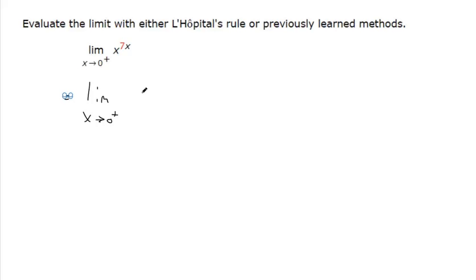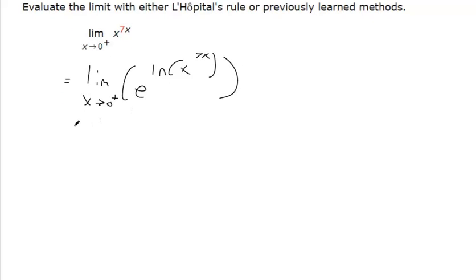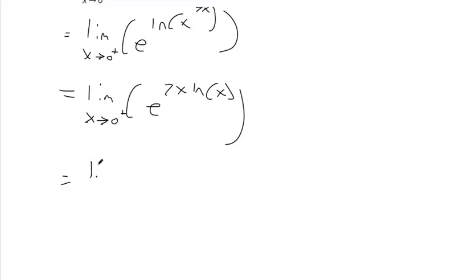And so let's help get that down by maybe doing e to the natural log of x to the 7x. A legal move because e to the power and natural log are inverses of one another. But what that lets us do is the 7x can come down and multiply. We could rewrite that numerator a little bit more.